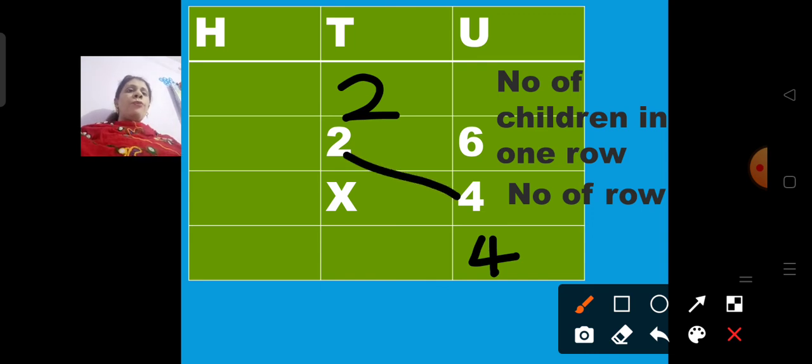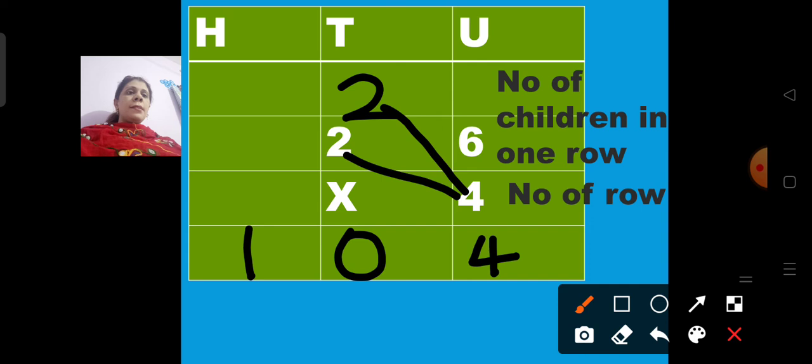Okay. Now 2 4s are 2 1s are 2, 2 3s are 6, 2 4s are 8. To that 8 I will add this 2. So 8 plus 2, 9, 10. So I will write 104. So when I multiply 26 into 4, I get my answer 104.